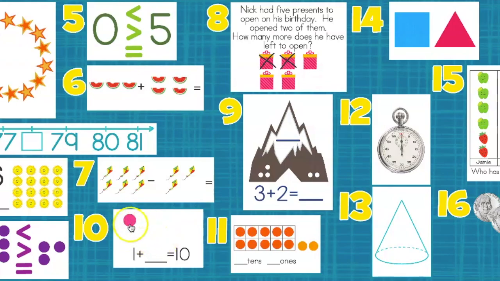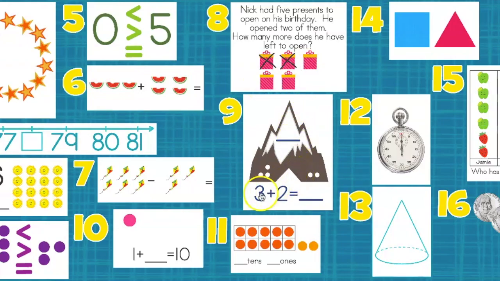How many dots do we have here? There's just 1. And how many do I need to make 10 dots? 9. That's correct. 1 plus 9 equals 10. All right, let's go to number 8, and we're going to do our word problem. It says, Nick had 5 presents to open on his birthday. He opened 2 of them. How many more does he have left to open? So he had 5. He opened 2. How many does he have left? 3. That's correct. Good job, guys.